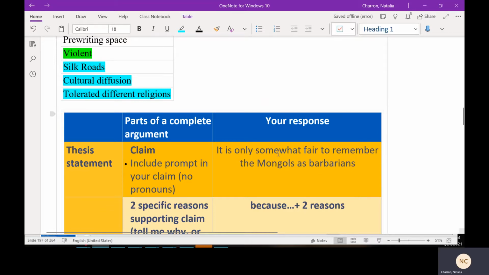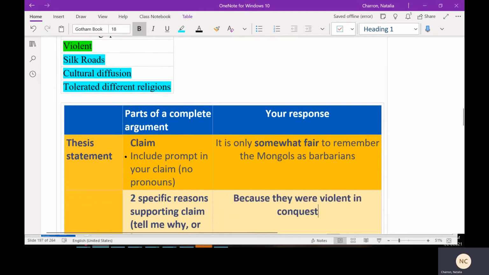So I've included the prompt in my sentence. That tells the reader that I know what I'm talking about. You have to do that because your response needs to be able to be understood all by itself. And why do I only think it's somewhat fair? So I need some evidence to say they're barbarians and some evidence to say that they're not. My first reason, I'm going to say, because they were violent in conquest. I don't need more details than that. That's reason number one. I'm going to use the source from that.